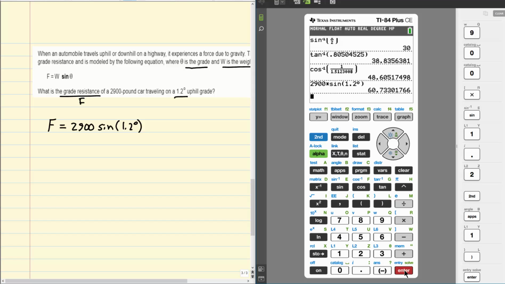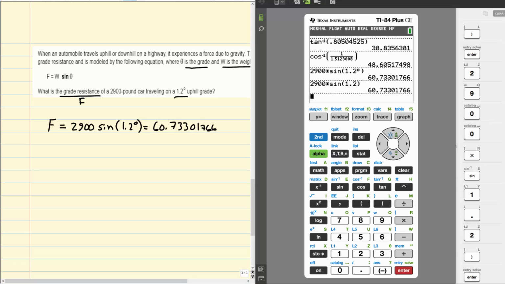60.733, 0.1766. Now this is not degrees. Okay, this is the grade resistance. Now I was just curious, and so I typed this in without the degree and I got the same thing. That's because I'm in degree mode, but I think it's important to always make sure that you put the degree in, just to remind yourself to double check that. So even if you didn't put it in, you'd get that correct as long as this was in degree mode.